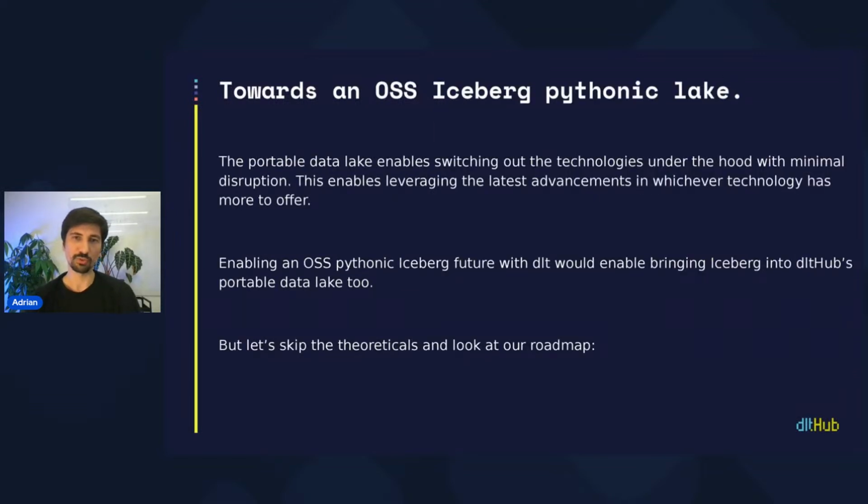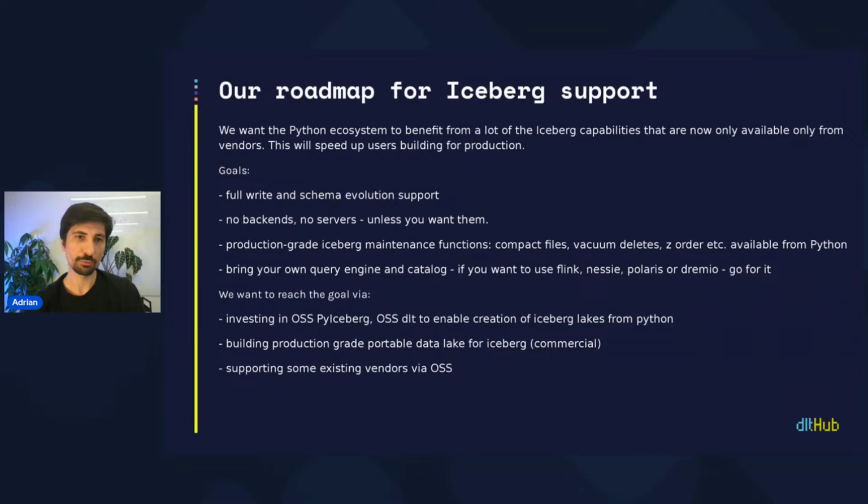So let's talk about our Iceberg roadmap. Part of the reason why we talk about portability is because it allows us to leverage technologies like Iceberg sometimes sooner. Sometimes it allows us to do something different locally. So let's look at our Iceberg roadmap. What we want to do essentially is full support for the Python ecosystem. So what this means is our goal is we want to achieve full write and schema evolution support on Iceberg, no backends and no servers unless you want them.